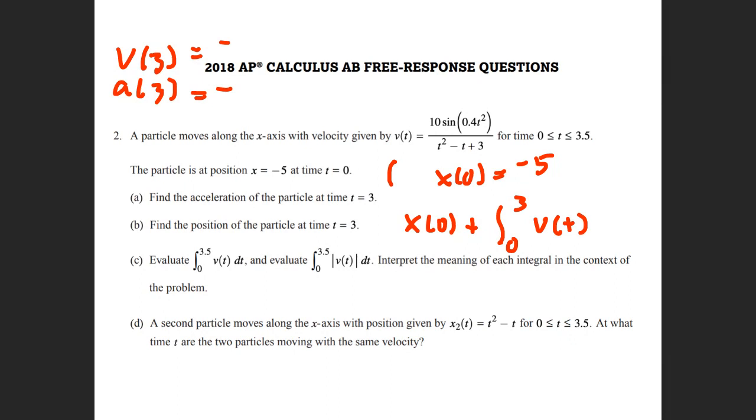So what would you get if you did that? And x of 0 we already know is -5, right? This is just -5 plus whatever that is. Just trying to get us using our calculators here. -1.76. That is absolutely correct.